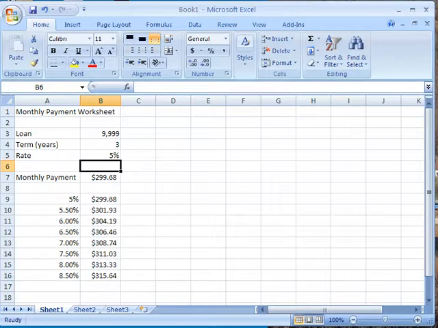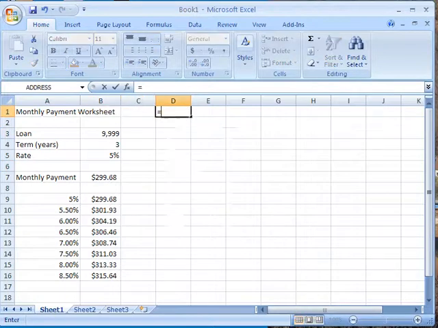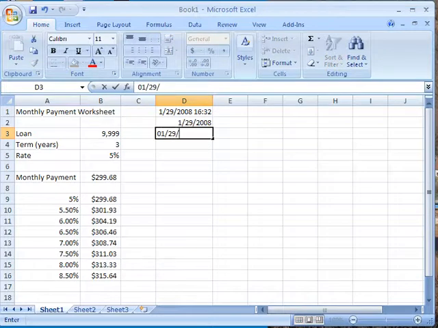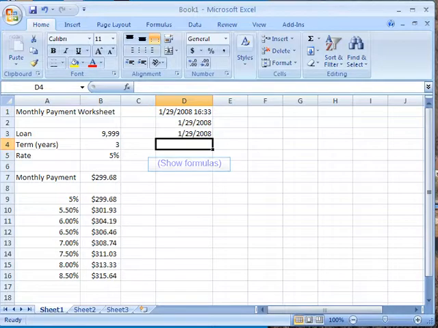There are two other functions that we can add, and they are date and time functions. One of them is equal now, left parentheses, right parentheses. The other one is equal today, left parentheses, right parentheses. I'd like to contrast those with putting in today's date, 01/29/2008. What are the differences here?